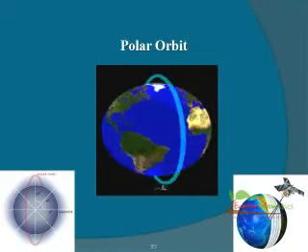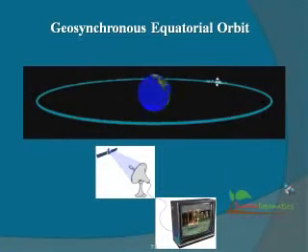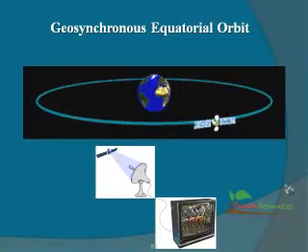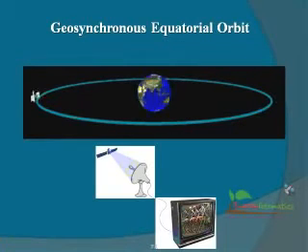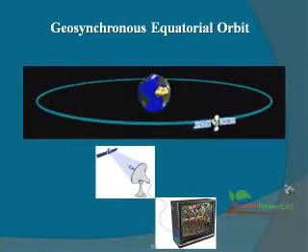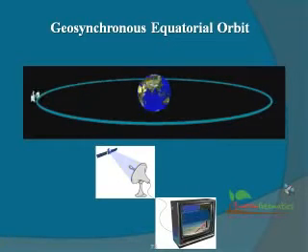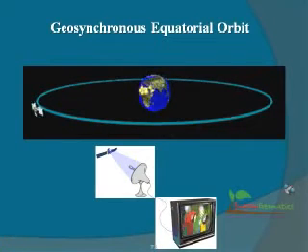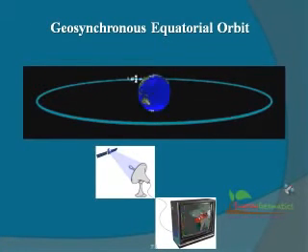The geosynchronous orbit can also be called a geostationary orbit. A satellite in geostationary equatorial orbit, GEO, is located exactly 22,300 miles out in space. Many communications satellites travel in geosynchronous orbits, including those that relay TV signals into our homes.